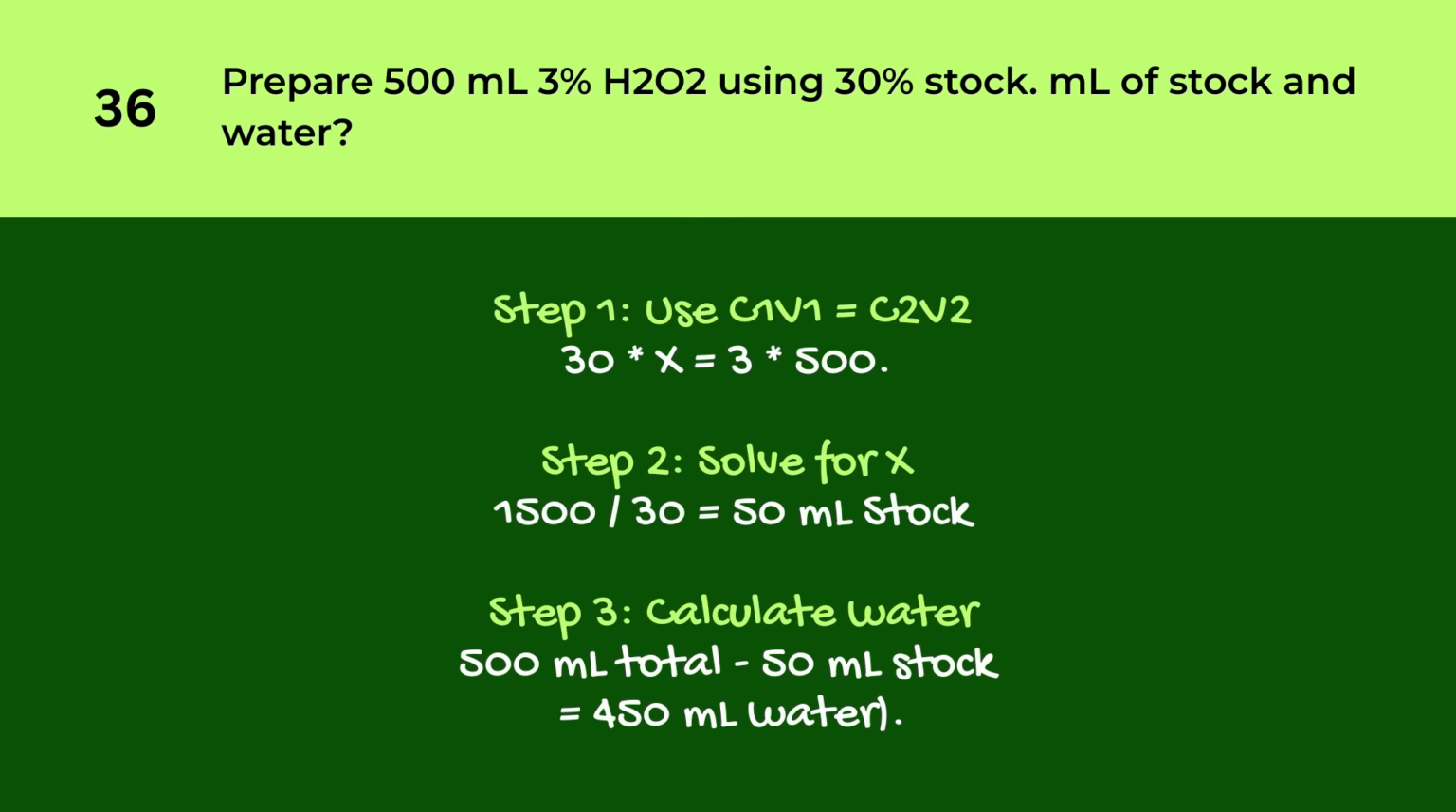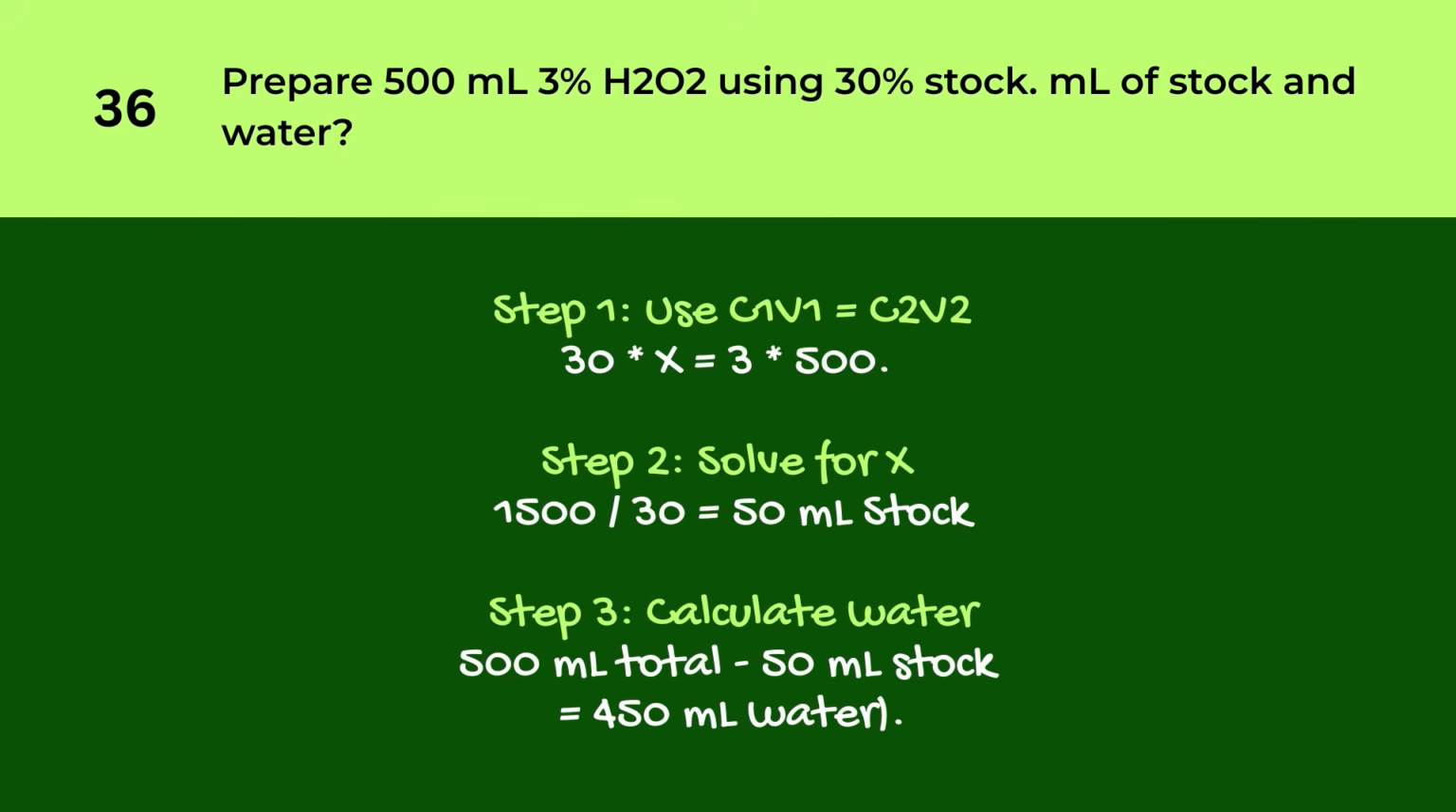We are going to use the C1V1 equals C2V2 formula. C1 is our stock strength of 30. V1 is our unknown. C2 is our desired strength of 3. V2 is our total volume of 500. So 30 times X equals 3 times 500.